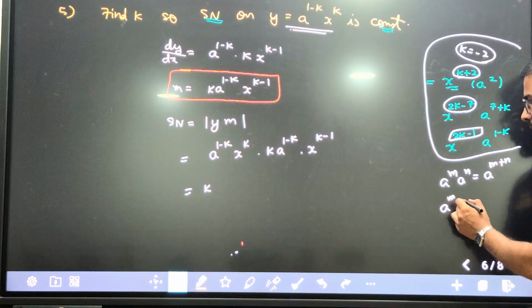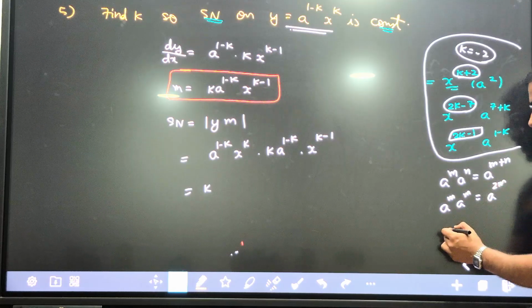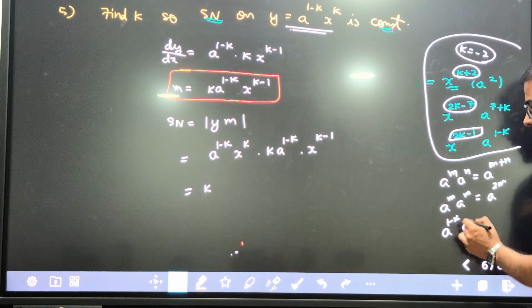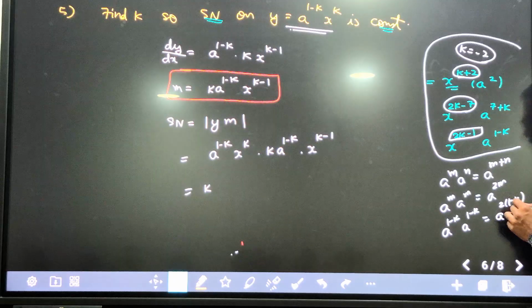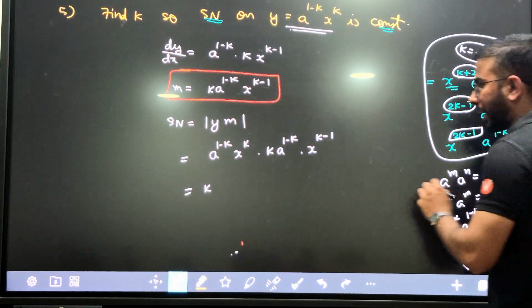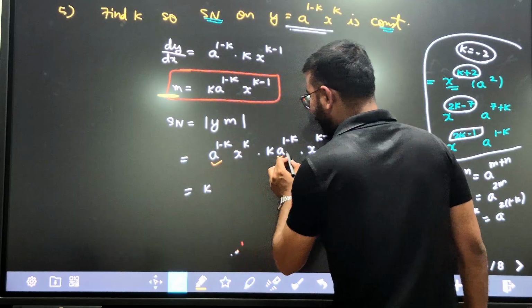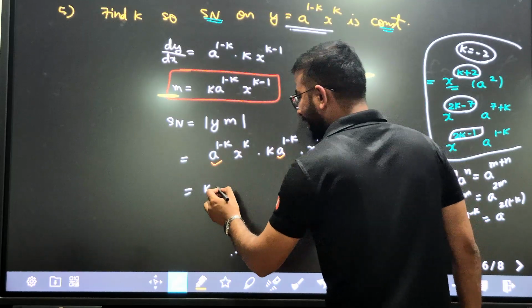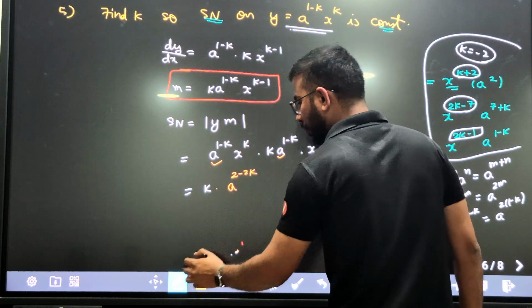If it is a power m into a power n, it will become a power m plus n. So if it is a power 1 minus k, a power 1 minus k, it's a power 2 into 1 minus k, which is 2 minus 2k. So I'm taking this part and this part together: 1 minus k plus 1 minus k, what I'll get is 2 minus 2k.